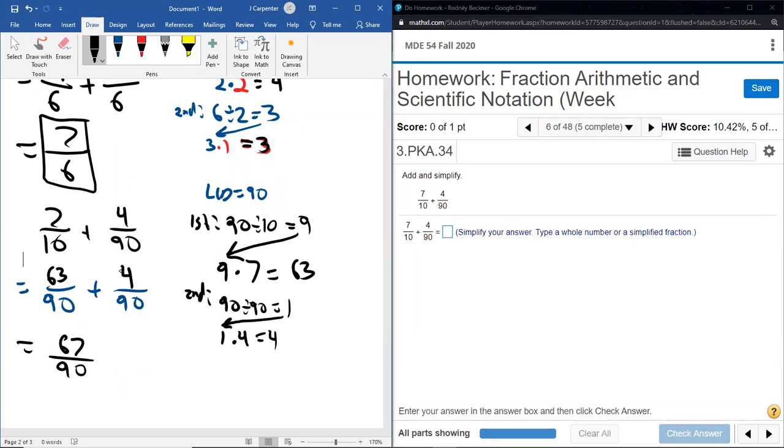There aren't a lot of numbers that go into 90 in terms of small numbers. 2 because it's even. 5 and 10 because it ends in 0. 3 because 9 plus 0 is 9 and 9 is divisible by 3.